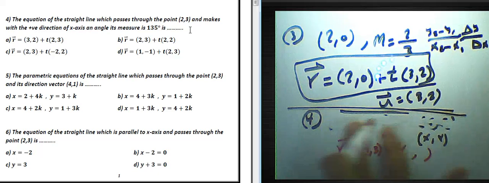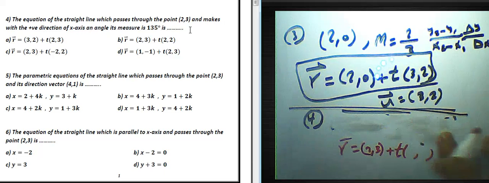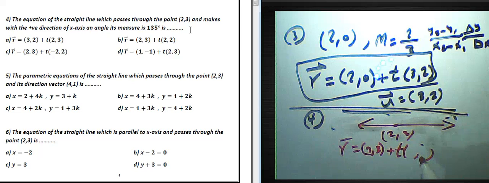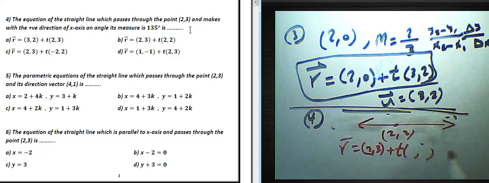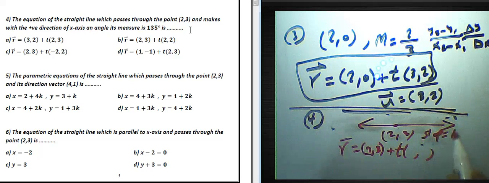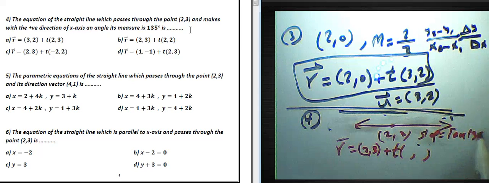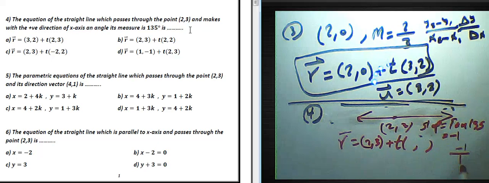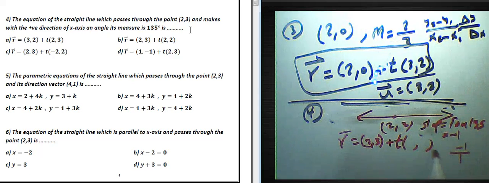Again, my students, question number 4, he gives us the point 2 and 3. The straight line passing through the point 2 and 3 and makes with positive direction about x-axis an angle measure 135. We can find the slope. Tan 135 equal -1. So the slope will be tan 135 equal -1. -1, it's meaning -1/1, it's meaning y over x. So we must write here negative 1 over 1.